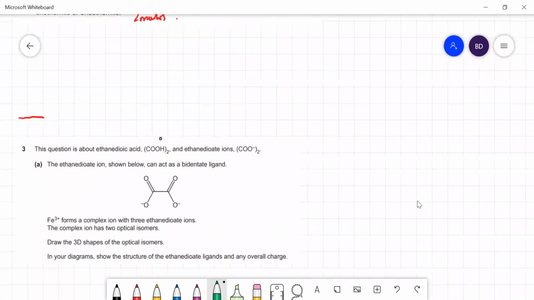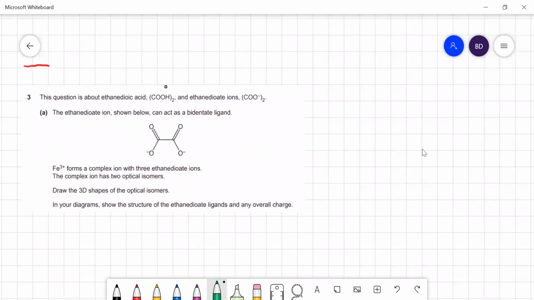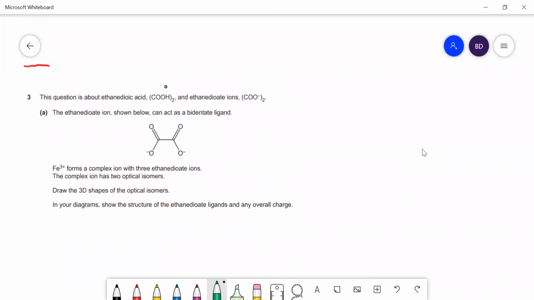Right, now it's a question: ethanedioic acid and ethanedioate ions. The ethanedioate ion is a bidentate ligand, so the lone pairs on these oxygens can form the coordinate bond to the central metal ion, which in this case we're told is Fe3 plus. Now, draw the 3D shapes. The complex ion has 2 optical isomers. The reason for this, you should know, is that when you've got a bidentate ligand, the Fe3 plus is going to have a coordination number of 6. It's going to form an octahedral complex.